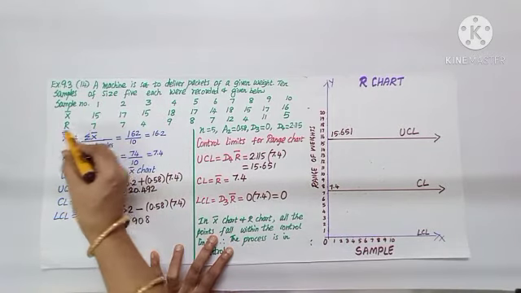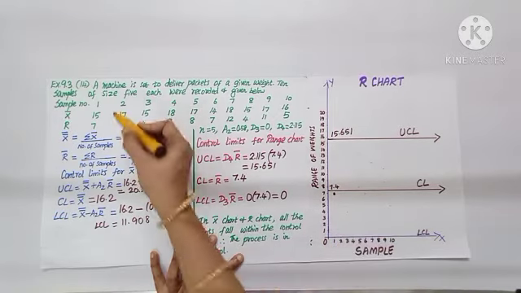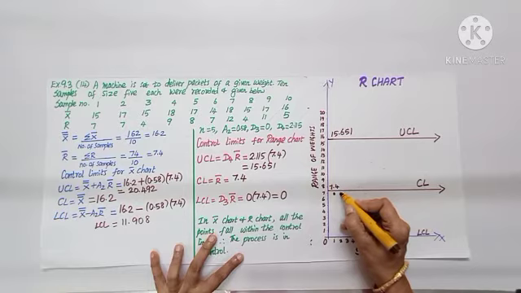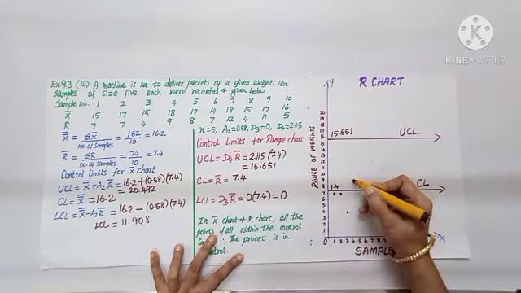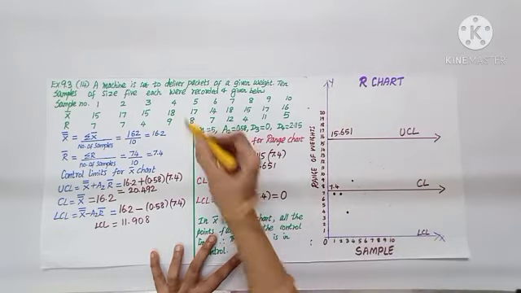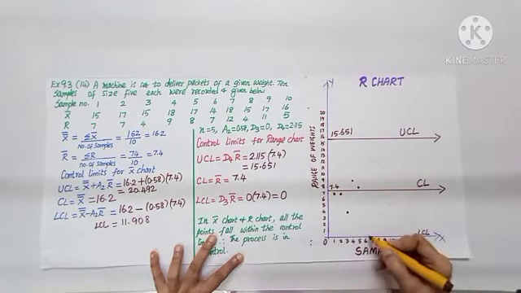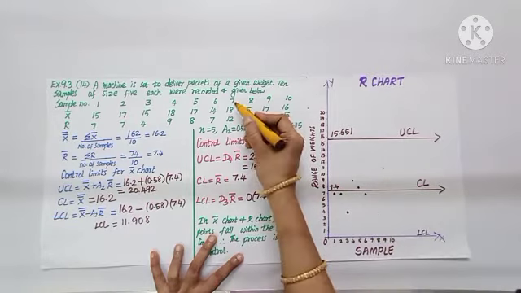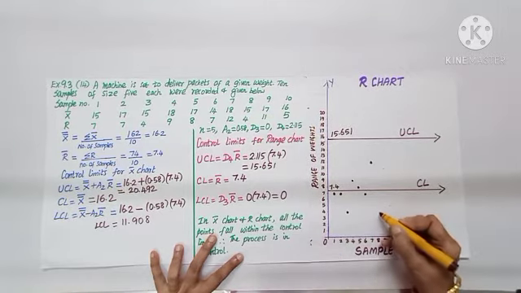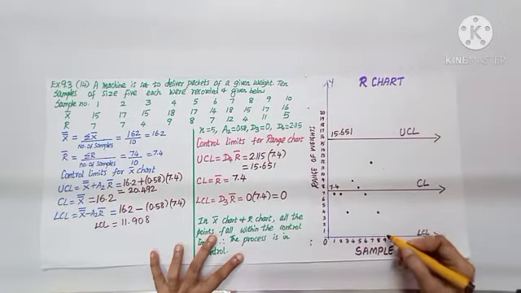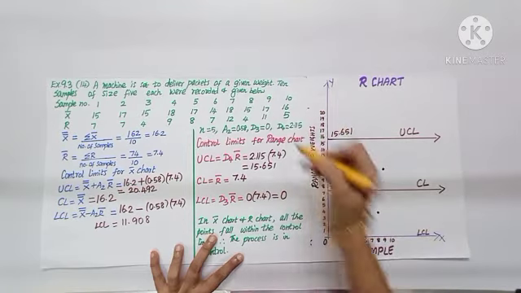Sample number 1, under R I have 7. So 1, 7. 2, 7. 3, 4. 4, 9. 5, 8. 6, 7. 7, 12. 8, 4. 9, 11. 10, 5.